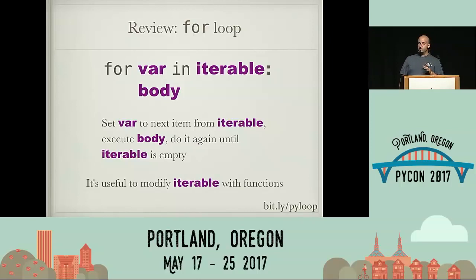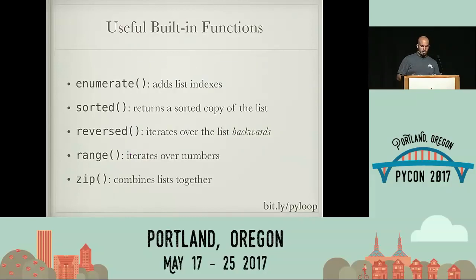The structure is for variable in iterable, followed by an indented body of as many lines as you want. It's going to set the variable to the next value from the iterable and execute the body, and continue doing that until the iterable is empty. You can also modify the iterable using functions such as enumerate, sorted, reversed, range, and zip. So that's all the beginner stuff in this talk.